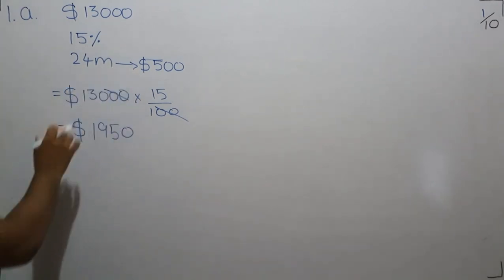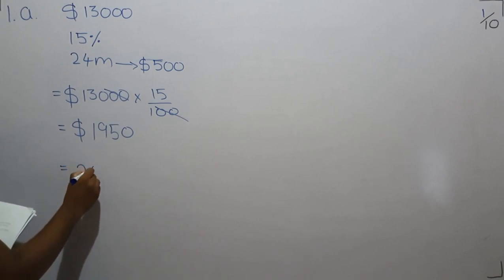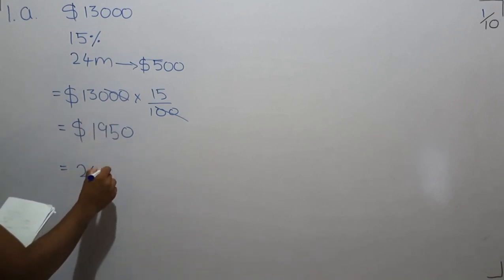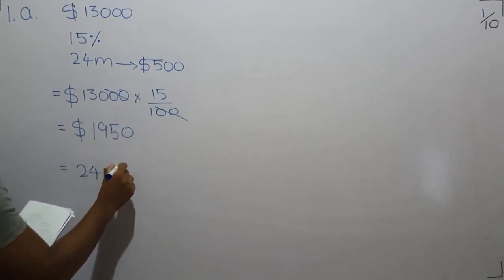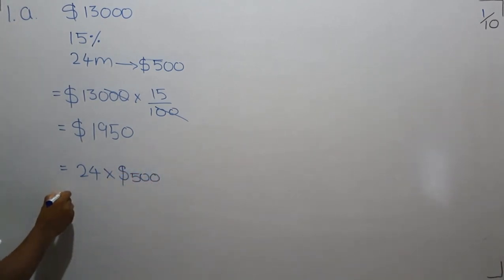Then we'll calculate the installments. So 24 into $500. That would be $12,000.